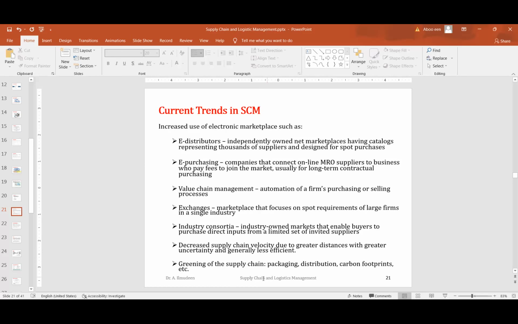And greening of the supply chain: packaging, distribution, carbon footprint, etc. These days, supply chain management operations are highly concerned about the environment and the distributions, and they are trying to adapt. They are trying to implement some green supply chain practices. So these are some of the recent current trends in supply chain management systems, which are helping the improvement of these supply chain management systems.